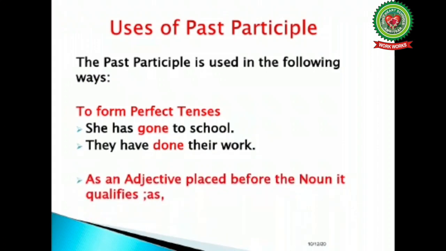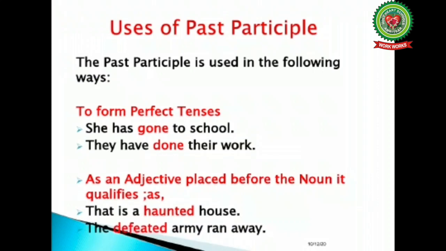As an adjective placed before the noun it qualifies, as that is a haunted house. Children, which house? Yes, a haunted house. So the word haunted describes the noun house and it is placed before the noun it qualifies. Let us consider one more example. The defeated army ran away. Which army, children? Yes, the defeated army. So the verb defeated acts as an adjective that describes the noun army.